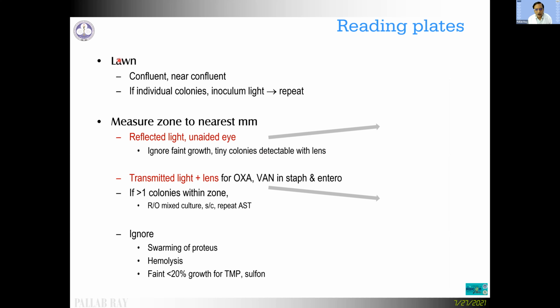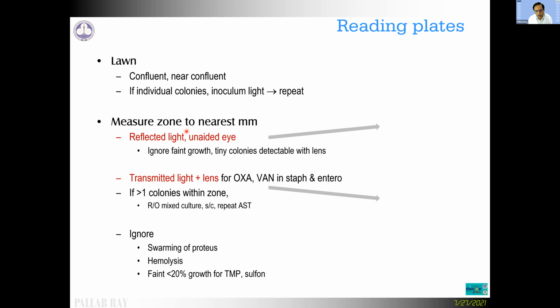The lawn should be confluent or a near confluent lawn. If you see individual colonies which touch no adjacent colonies, then probably the inoculum has been light. You should repeat it. Next, measure the zone to the nearest millimeter.